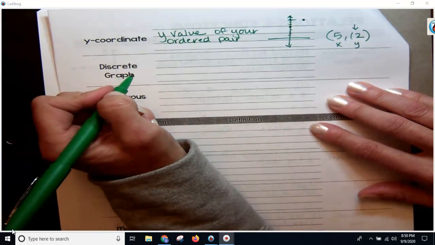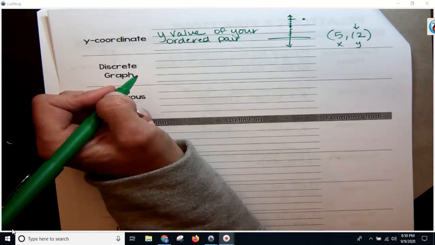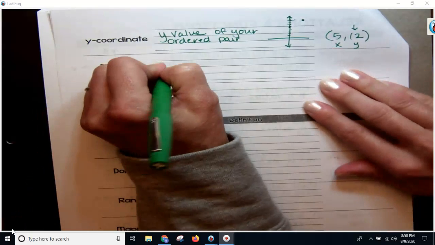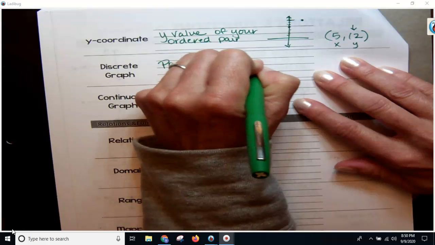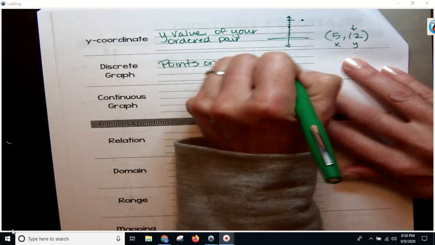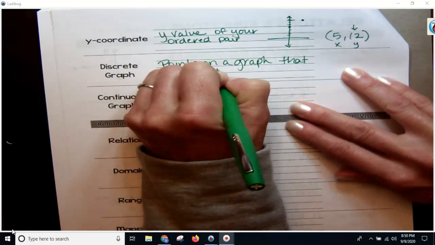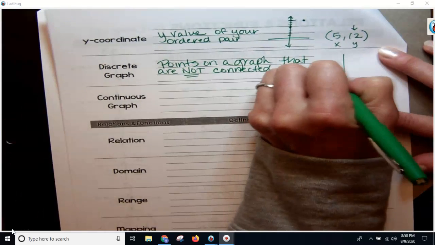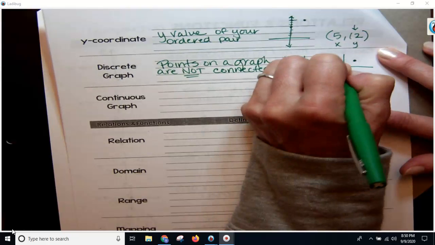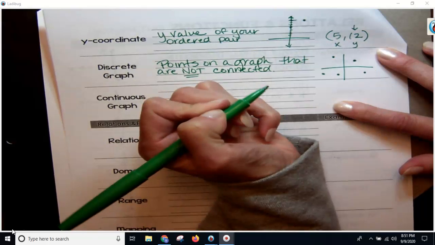All right. A discrete graph is something that hopefully you guys have heard of. It's not something that I think you're going to be super familiar with. This is where you have points on a graph that are not connected. All right. So that would look like basically just various points on the graph. All right, just like that.